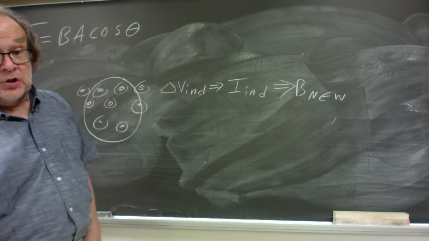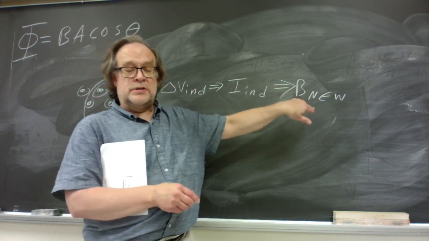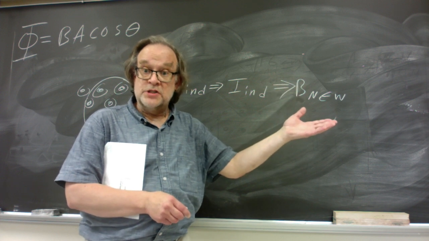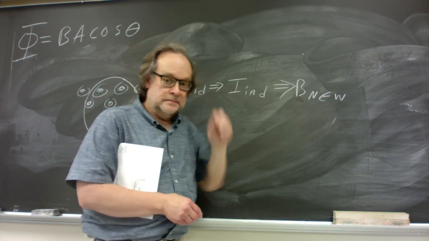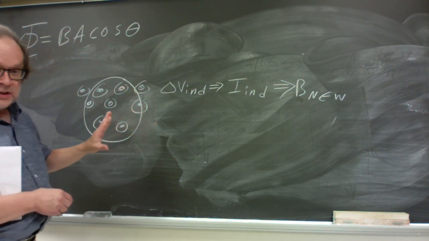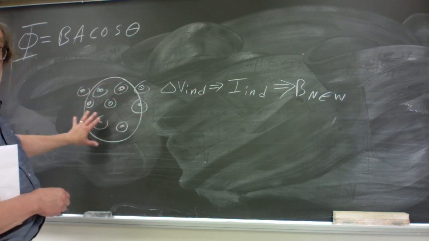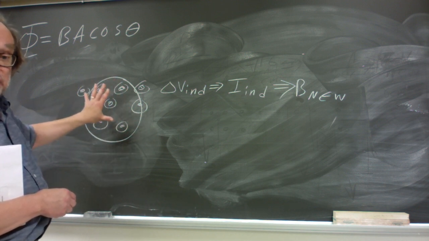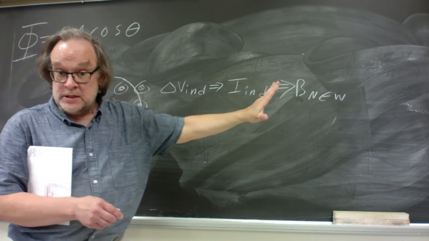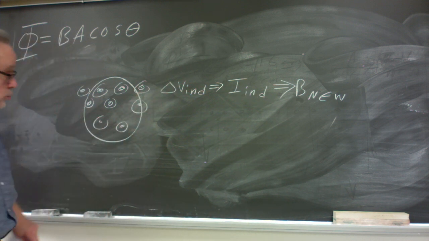Lenz's law tells us that this new current, or sorry, this new field causes some new flux that wasn't there before. And that new flux always counteracts, tries to undo or counteract whatever original change in flux got this whole process started. So the original change in flux is what? We can characterize it this way.